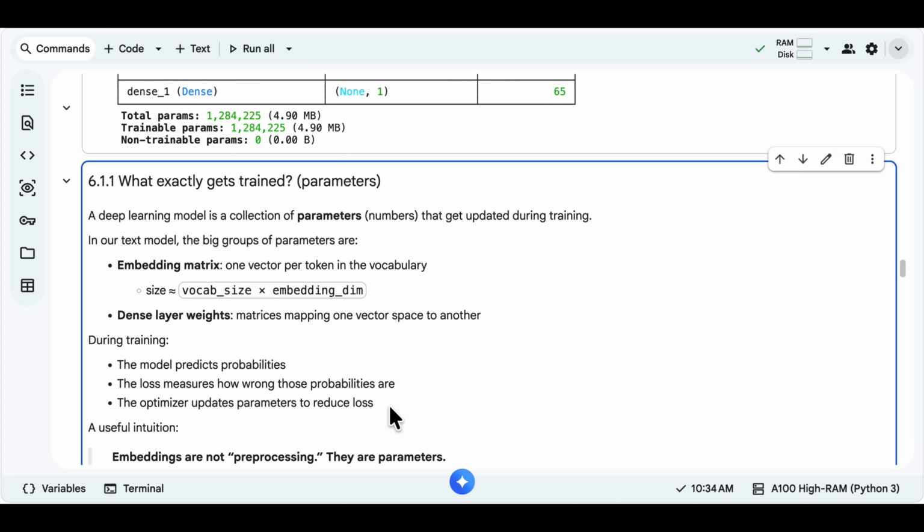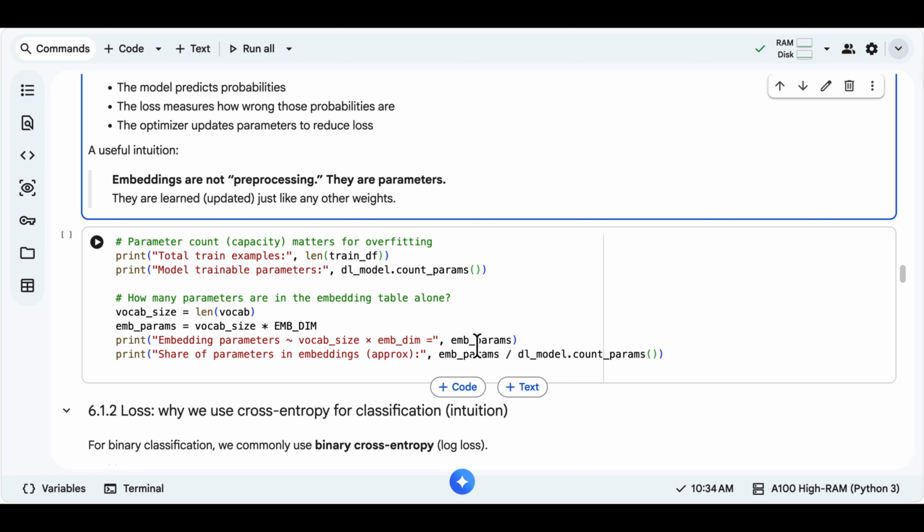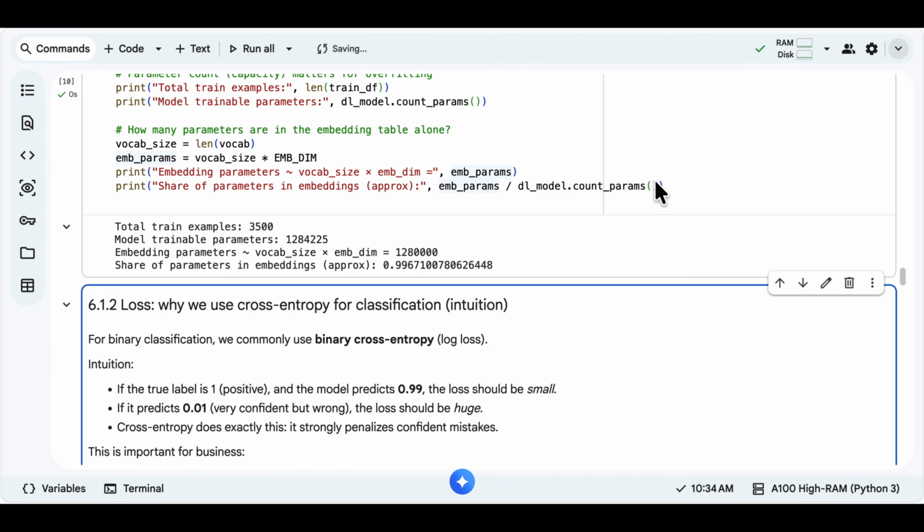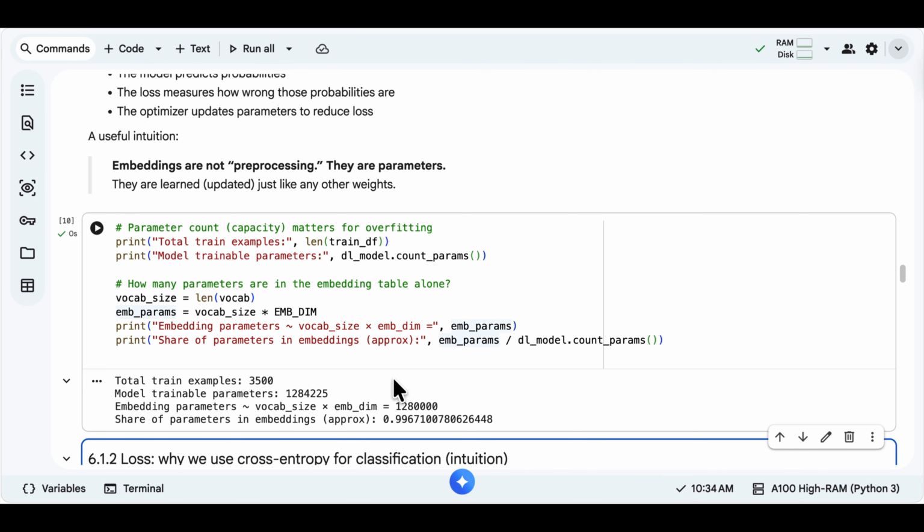This section emphasizes a point students often miss. The embedding vectors are not fixed pre-processing artifacts. They are trainable parameters, just like the dense layer weights. During training, the model predicts probabilities. The loss quantifies how wrong those predictions are, and the optimizer updates all trainable parameters to reduce the loss. So the network learns both how words should be represented and how those representations should be combined for the final decision.